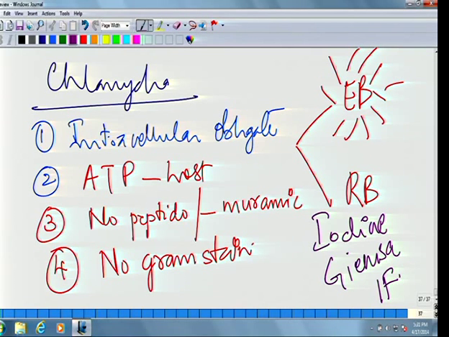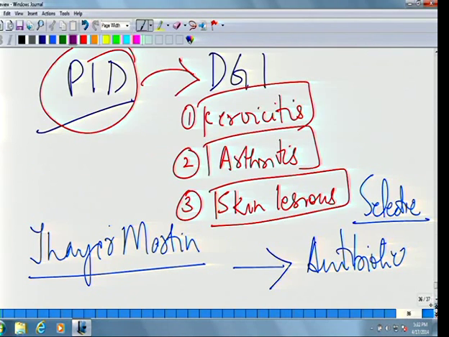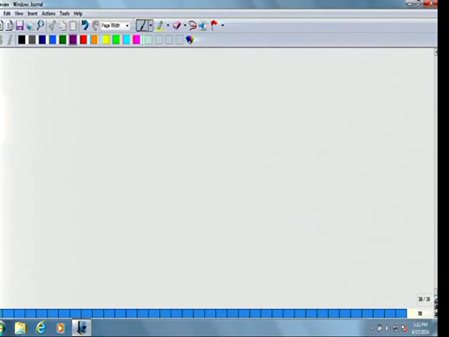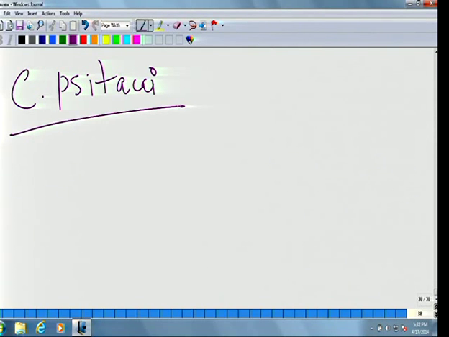Okay, what does Chlamydia psittaci cause? Chlamydophila psittaci. It is usually a pneumonia that is seen in bird handlers, psittacosis, from parakeets and birds. Okay.